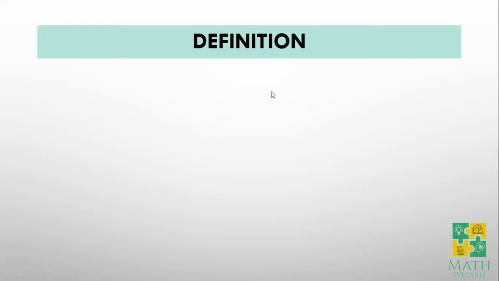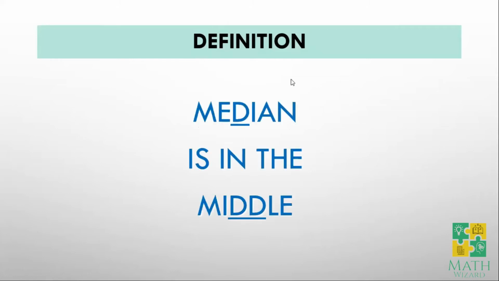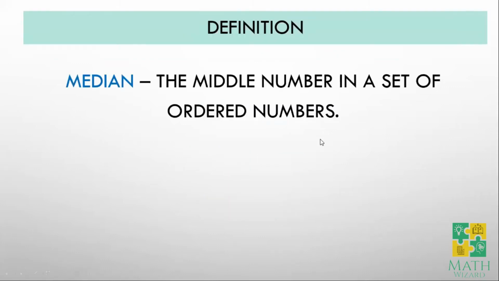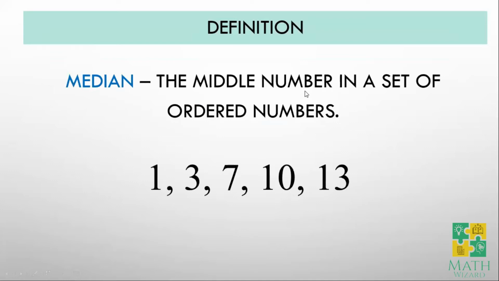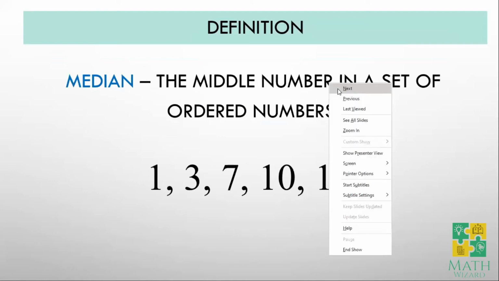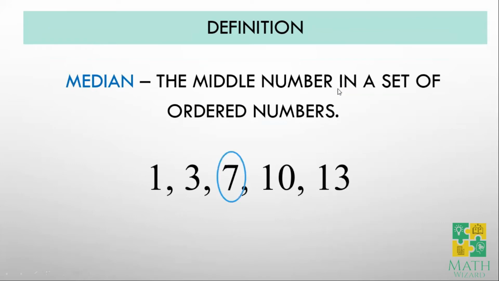Now moving forward, let's have the word median. So median is in the middle. By definition, median is defined as the middle number in a set of ordered numbers. Let's say we have here 1, 3, 7, 10, and 13. For us to get the median, we look for the middle number. The middle number is 7. That's why the median is equal to 7.